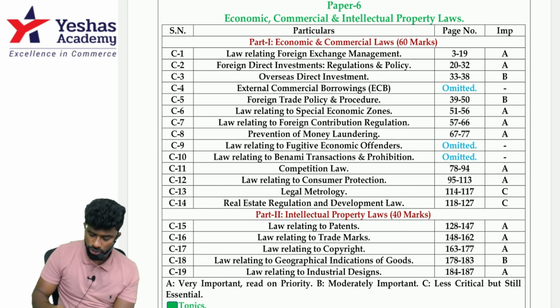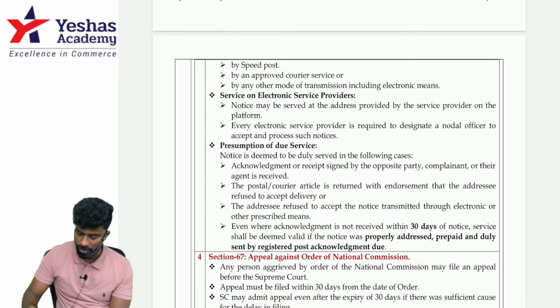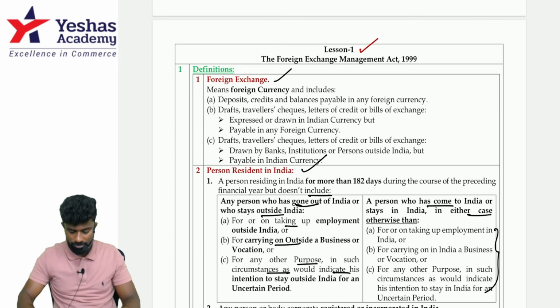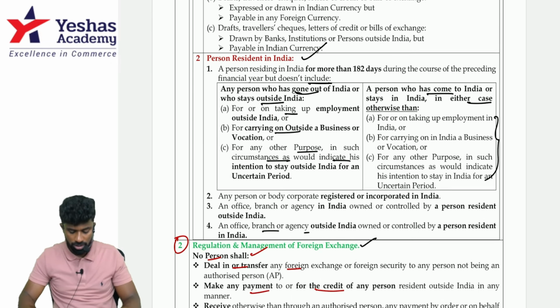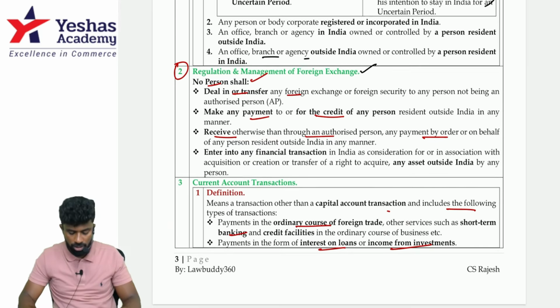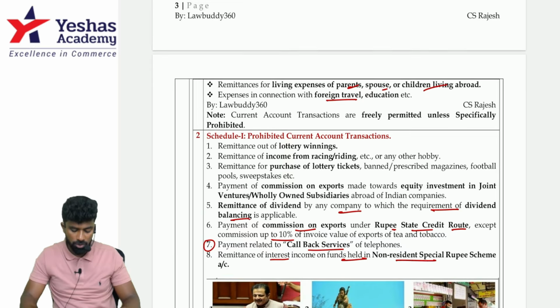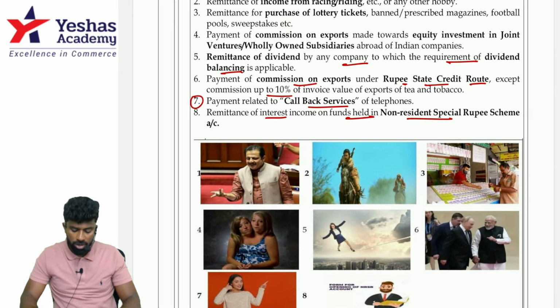See, I just show the topics or the pages of the short notes. Everything will pop up in your mind. Listen, just have a look. Foreign exchange, person resident in India, regulation and management of what? Foreign exchange. Current account transaction, prohibited what transaction?